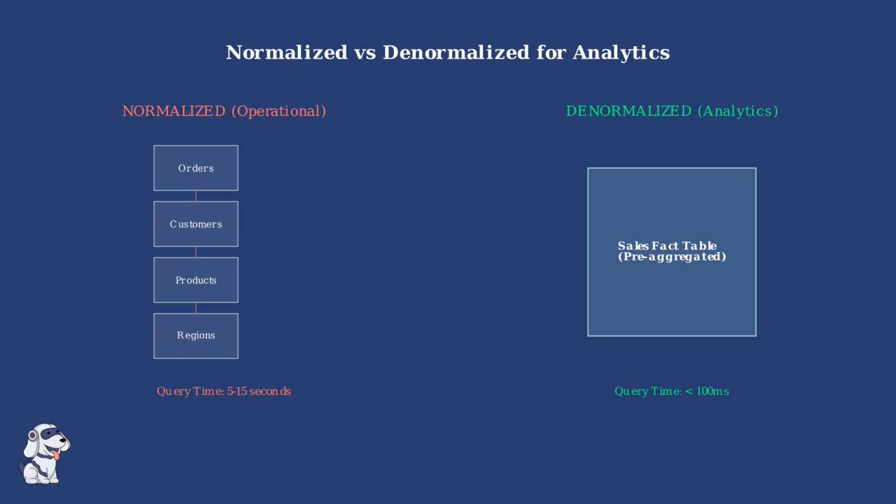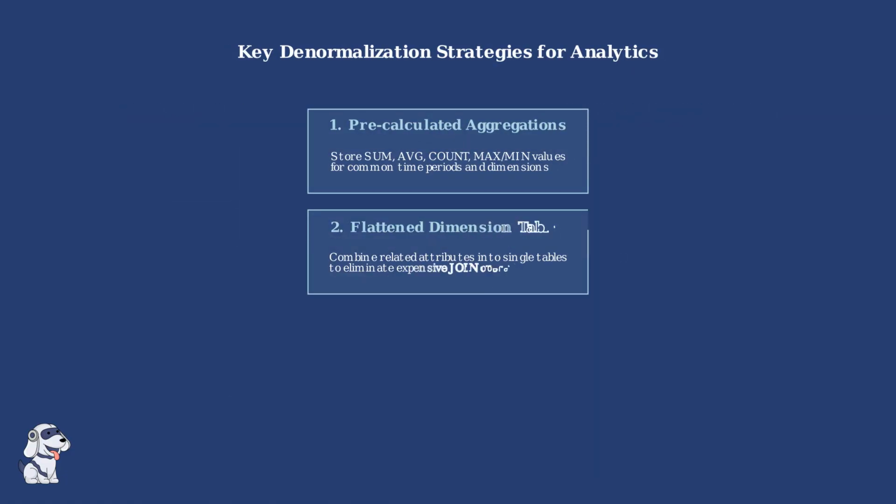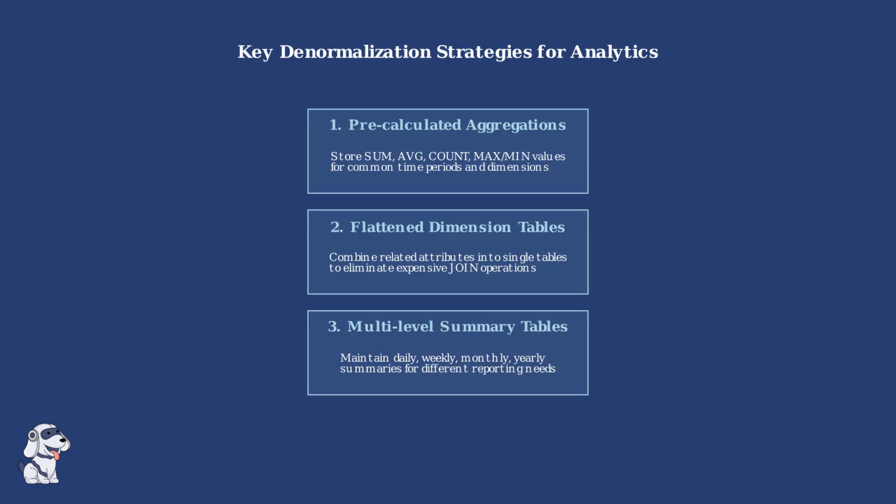A simple sales report might require joining dozens of tables, calculating aggregations across millions of records, and applying complex business logic. Analytics dashboards employ several key denormalization strategies. First, pre-calculated aggregations store commonly requested metrics like monthly sales totals, regional performance, and product rankings. Second, flattened dimension tables combine related attributes to eliminate joins. Third, summary tables maintain different levels of granularity for various reporting needs.